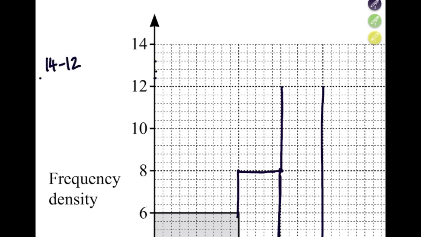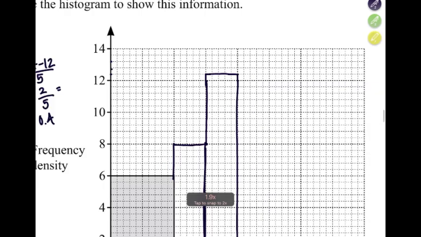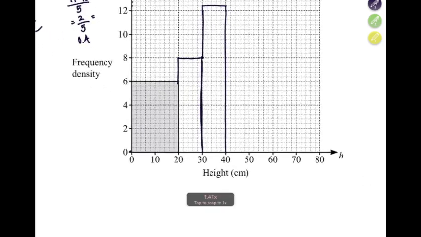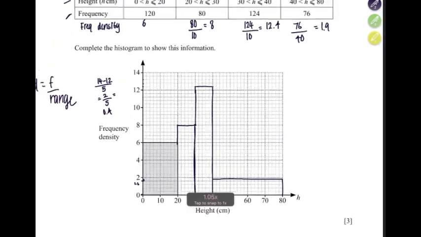Now, if you don't know the increment for each block, subtract them. 14 minus 12 divided by number of blocks. This is 5. 2 divided by 5, 0.4. So we want 12.4. That means one more block. Okay. Now we want 40 to 80. 1.9. If we go one block behind, this is going to be 1.6, so it should be somewhere in the middle, like this. 40 to 80. That's our histogram.